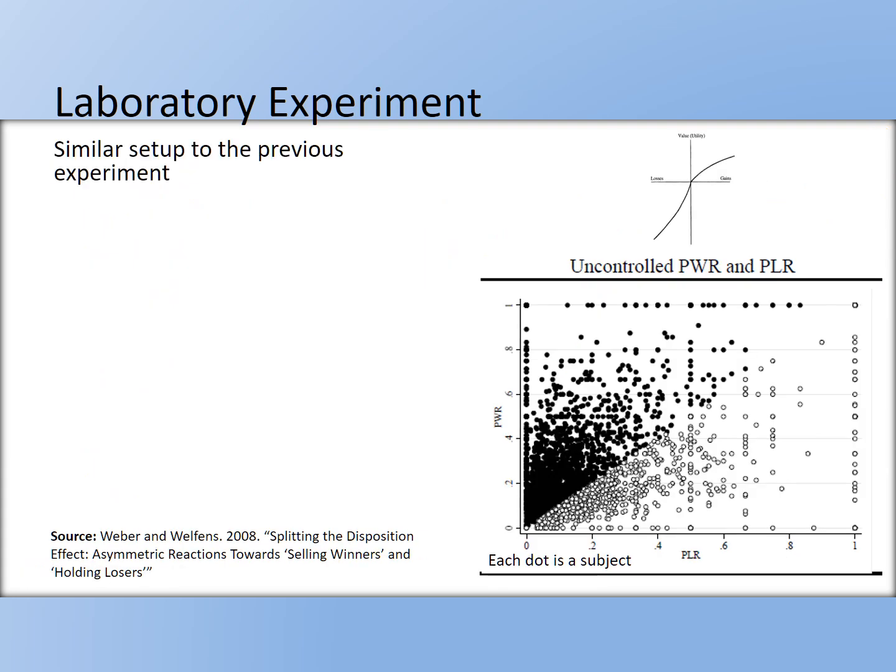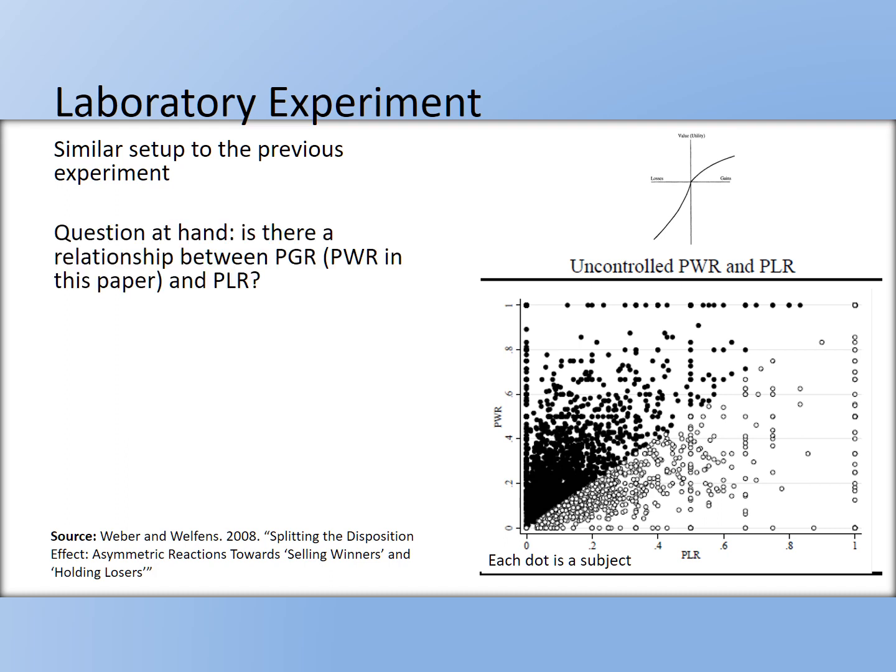This is an experiment that goes against the idea that prospect theory is behind disposition effect. Similar setup, very similar setup from a previous experiment, trading against hypothetical assets. Question at hand: is there a relationship between percentage gain and percentage loss realized?